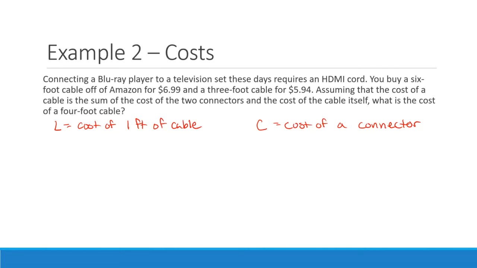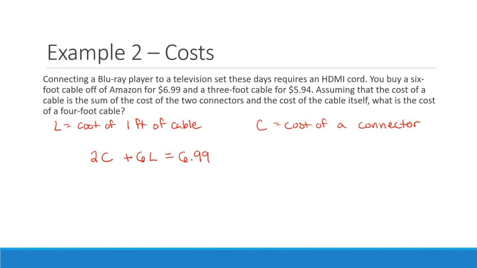Now this is going to be very similar to the counting problem, but it's got a little twist. So I've got a 6-foot cable, and we know the 6-foot cable has 2 connectors. So when I write this system, I'm going to have 2 connectors. That's going to be 2 times the cost of a connector. And then I'm adding in the cost of the 6 feet of cable. Since I made the cost of 1 foot of cable L, I have to multiply that by 6. So that's going to be 6L. And this is going to give me the total cost of that 6-foot cable, which is $6.99.